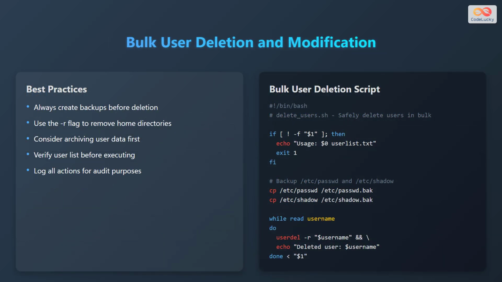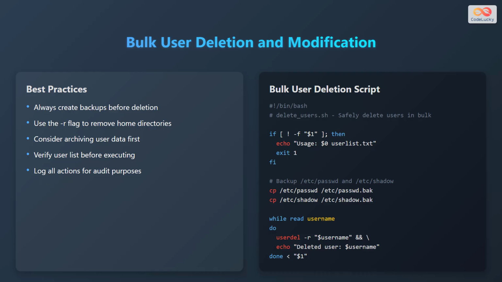This slide explains bulk user deletion and modification. Before deleting users, it is important to create backups. You should use the -r flag to remove home directories. Consider archiving user data first. Verify user lists before executing the script and log all actions for audit purposes.